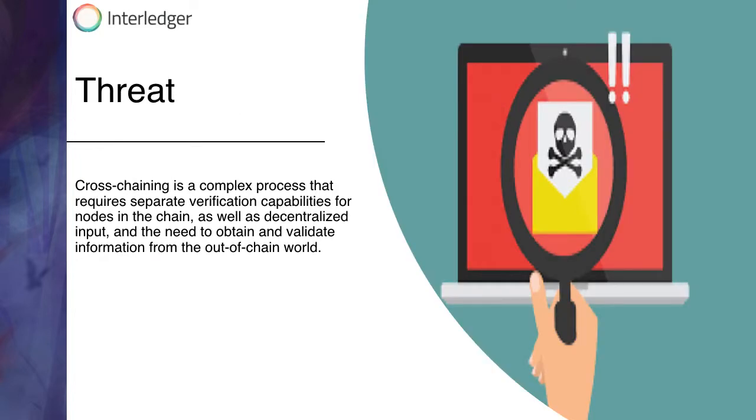It's very complex. As I said, the weakness is that the technology is not perfect right now. Cross-chain is a complex process, and it requires a separate verification capability for nodes in the chain, as well as decentralized input and the need to obtain validated information from outside the chain world. That is a kind of threat.